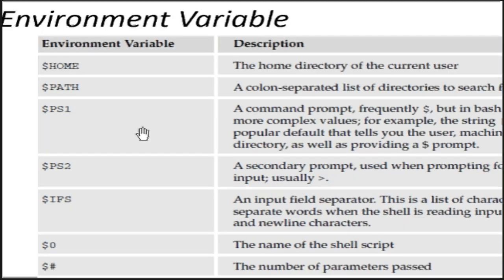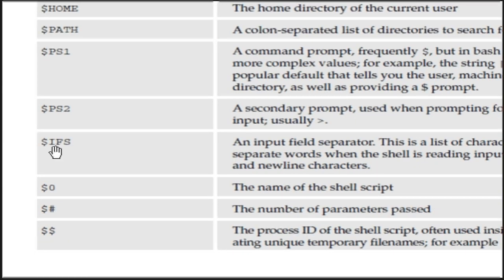Similarly, we have $PS1 and $PS2, that is prompt sign 1 and prompt sign 2, which we have already observed in the topic called shell as a programming language, where dollar is prompt sign 1 and the greater than symbol is prompt sign 2. That means when you are working with interactive programs, the prompt sign will change from dollar to greater than, with the help of these two environment variables. And similarly we have the input field separator, which is another environment variable. Likewise we have plenty of environment variables available.